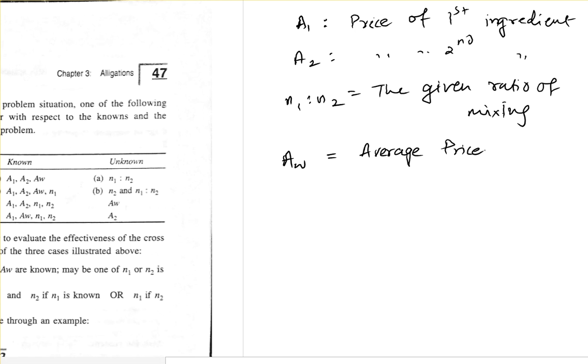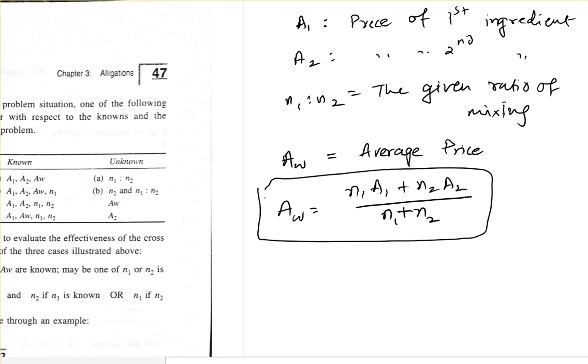Okay, so basic formula is AW equal to N1A1 plus N2A2 upon N1 plus N2. Okay, this is the basic formula, very basic formula, which will help you in all situations when you forget the shortcuts, when you don't get the answer by tricks. This formula will definitely help you.